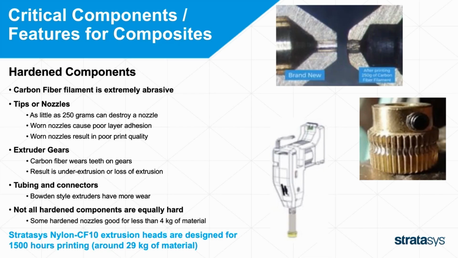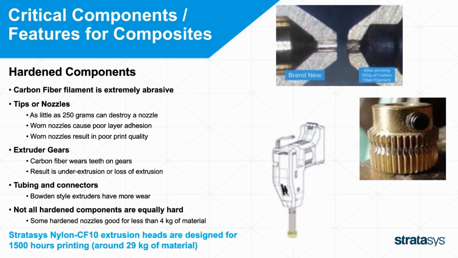The extruder gears: people don't realize how much wear the carbon fiber filament puts on extruder gears. Look to the right, those gears are supposed to be straight. You can see that there's a path worn into that gear. And so that results in under extrusion or loss of extrusion. That gear can no longer bite into that filament and push it.